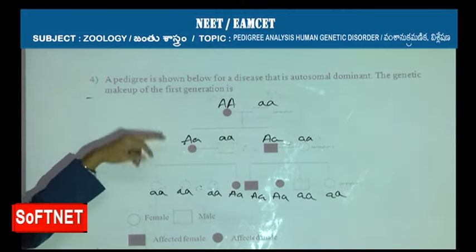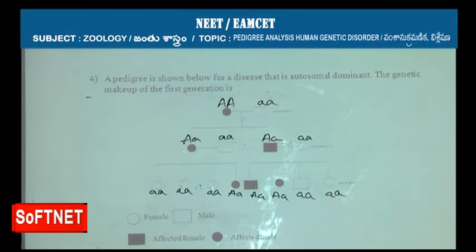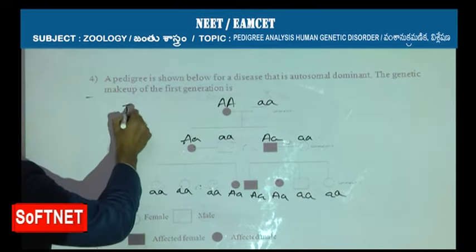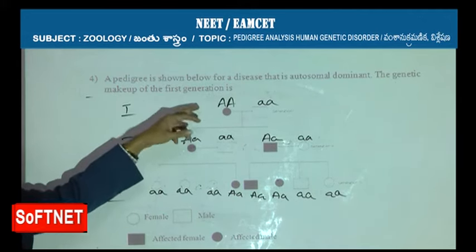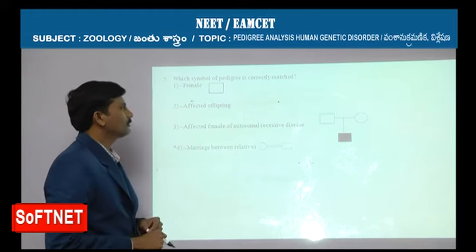This is the parental generation. The first generation genotypes are given: one is the parental generation, and another one is the first generation. Based on that, we can estimate whether it is homozygous or heterozygous. If it is the parental generation that is given over here, and suppose it is considered the first, second, and third generations like this, in the first generation they can be the homozygous one and the heterozygous one. And so, which symbol of the pedigree is correctly matched?